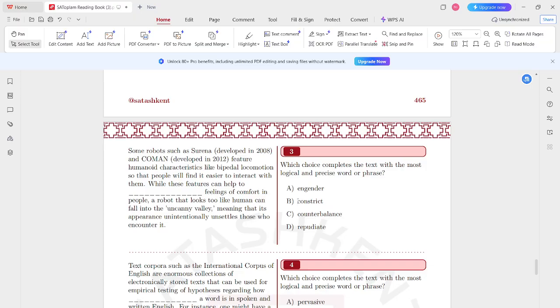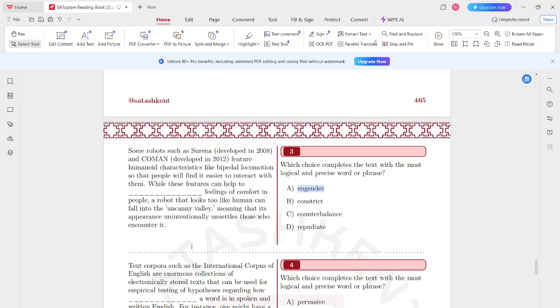Next word is constrict. Constrict means limit something. And we need something that means increase. So it is the opposite of what we need. Counterbalance. Counterbalance is countering and balancing something. So it is not the word we are looking for also. And repudiate means to reject something. If we put reject here, it's not gonna make sense. So the only word that can make sense is the word engender.